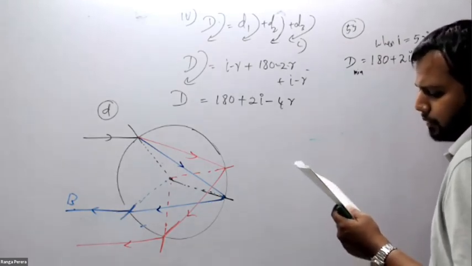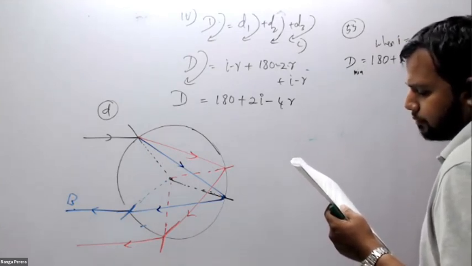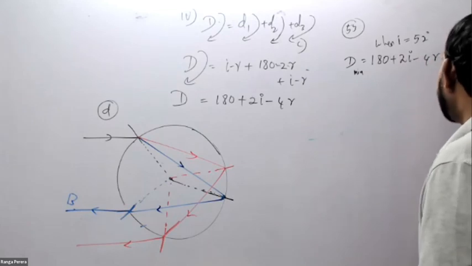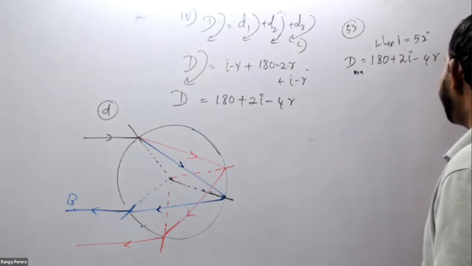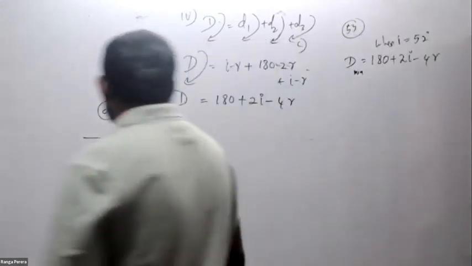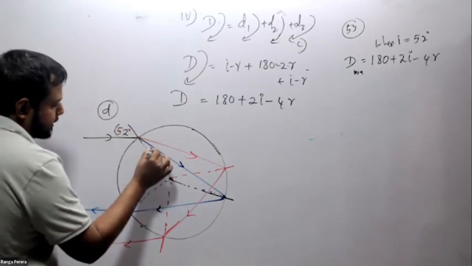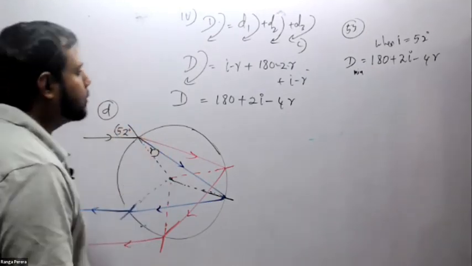They ask us to find the minimum deviation of the raindrop, D minimum. To find D minimum, I should find the r value. If i is 52 degrees, let's say r is the value at that point.